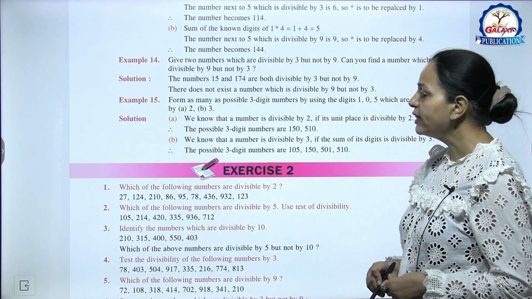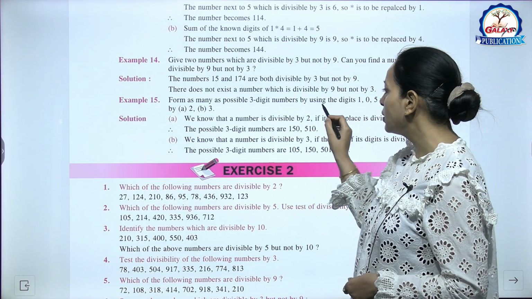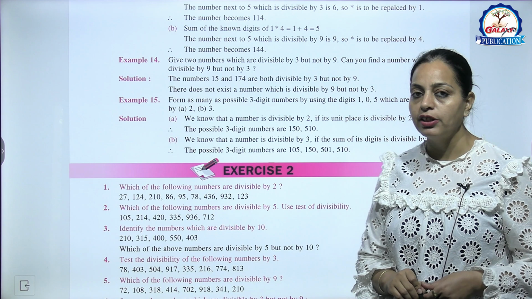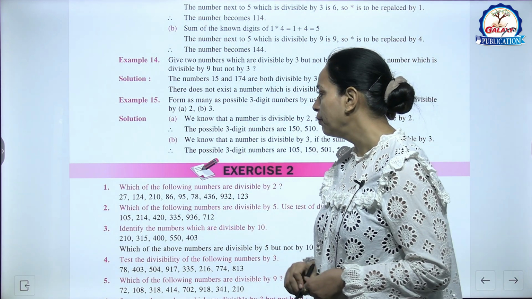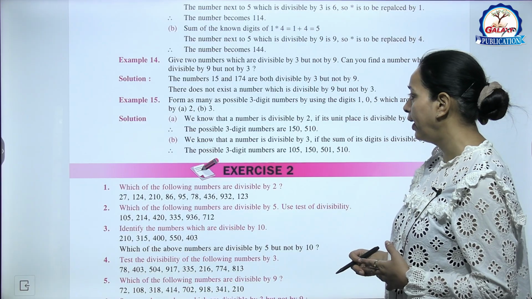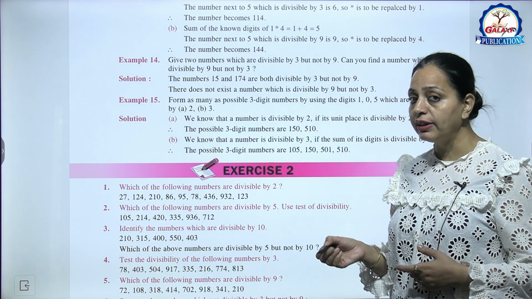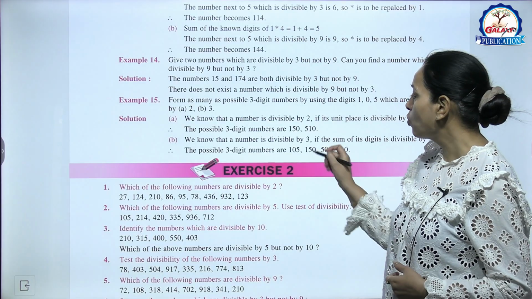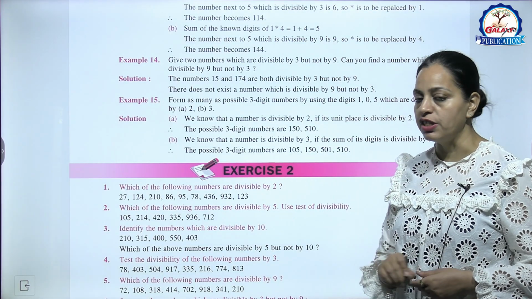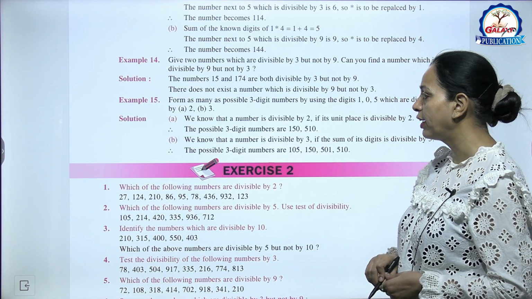Okay. Now see example 15. Form as many as possible 3-digit numbers by using the digits 1, 0, 5 which are divisible by 2 and 3. So 105 से हमें नंबर बनाना है so that it is divisible by 2. So 0 को हम एंड में रख दें तभी ये divisible by 2 होगा. So answer is 510 और 150. So 2 numbers possible हैं, 150 and 510.